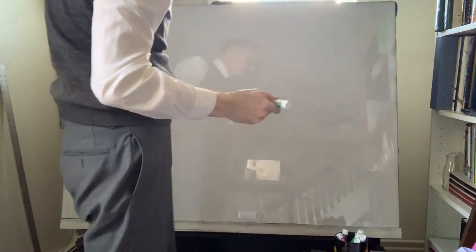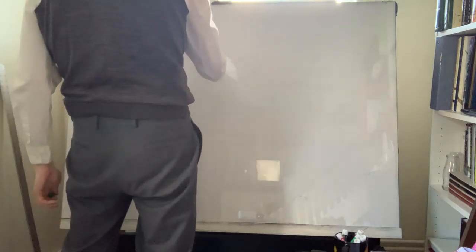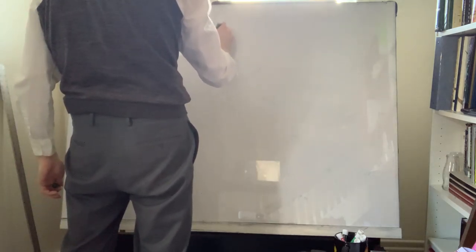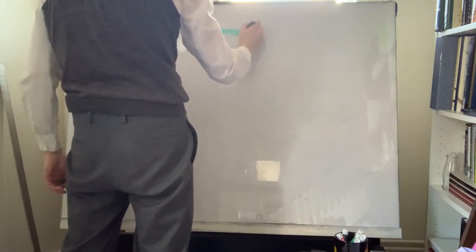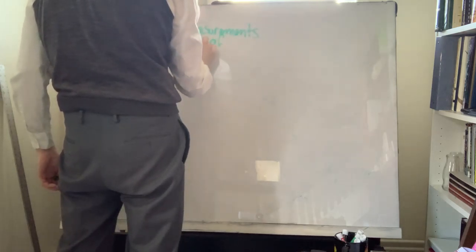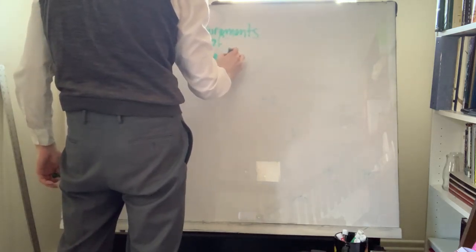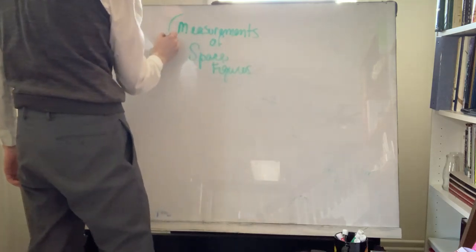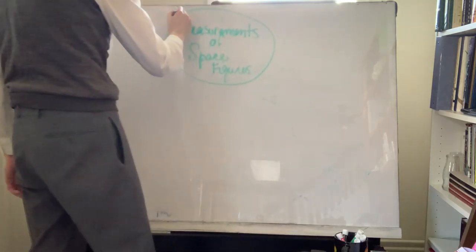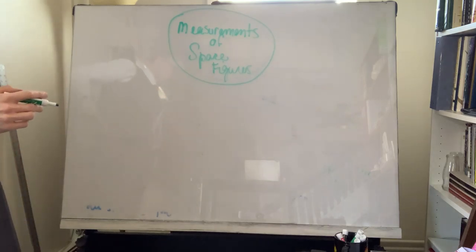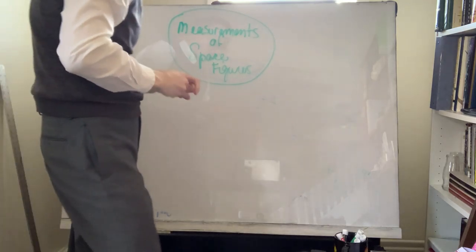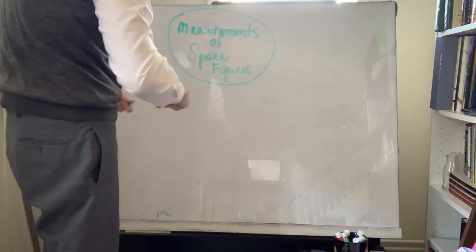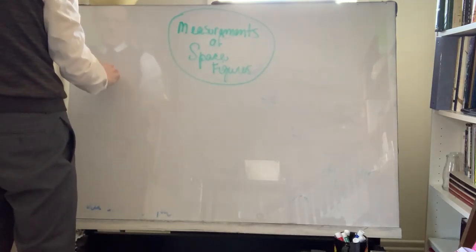Let's see. The measurements that we'll do today, measurements of space figures, and I'm using that phrase instead because we will calculate for a sphere and other shapes as well, which are not polyhedrons per se. All right. They include probably what you would suspect, volume.